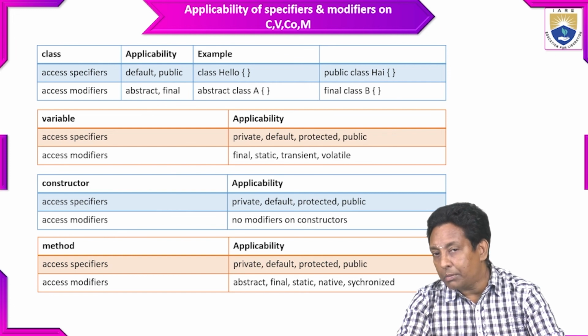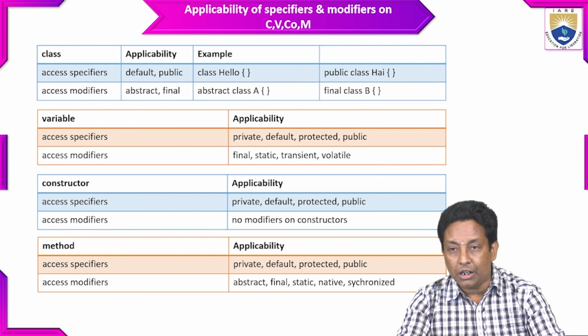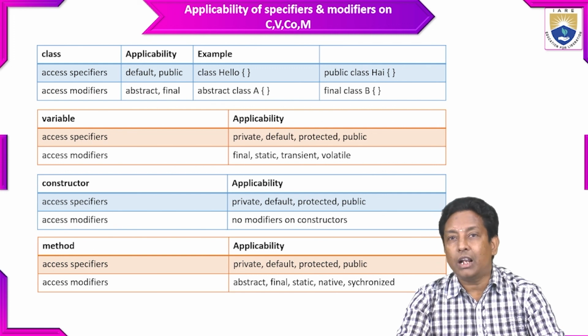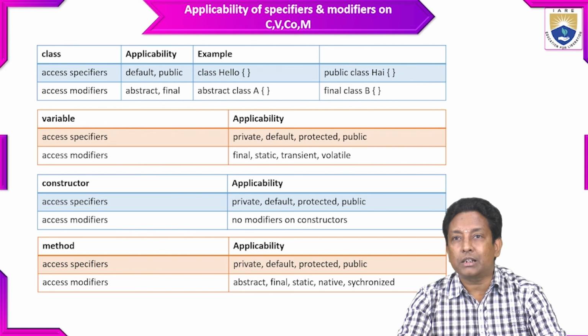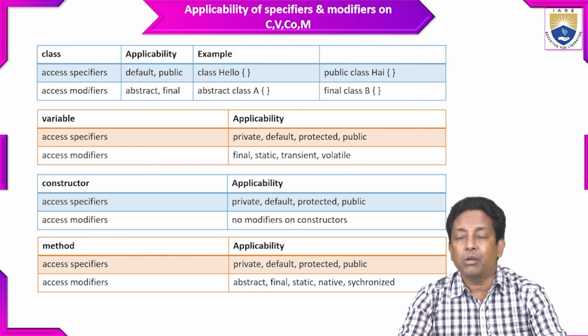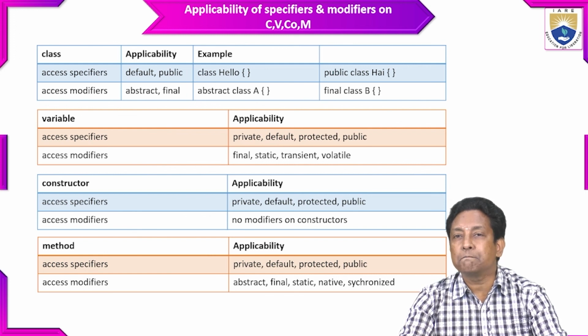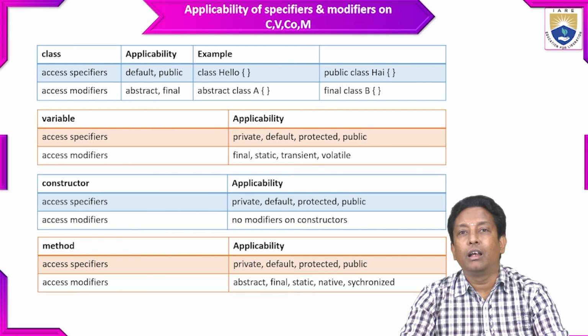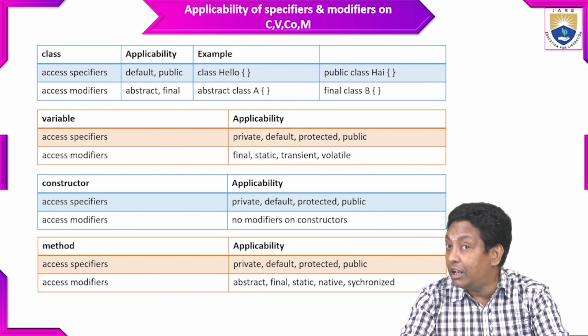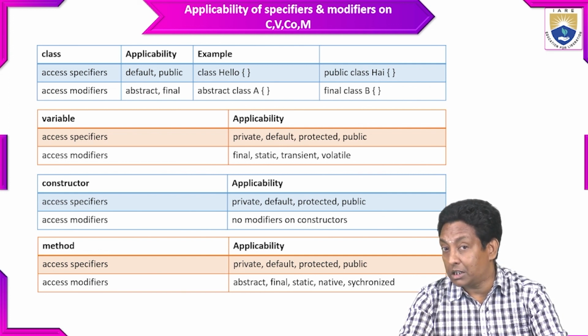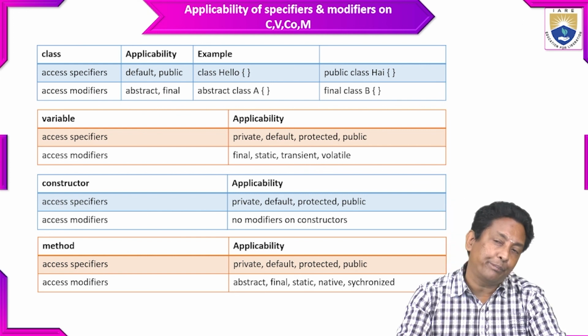To method, we can apply all access specifiers: private, default, protected, and public. Modifiers: abstract method, final method, static method, and native and synchronized methods. To class, only default and public access specifiers can be applied. To class, only two modifiers can be applied: abstract class and final class. This is all about which access specifiers and modifiers we can apply on class, variable, constructor and method. Their consequences are not discussed here. The consequences will be discussed in the next topic.